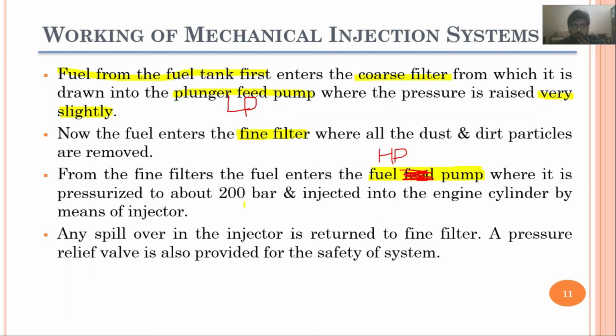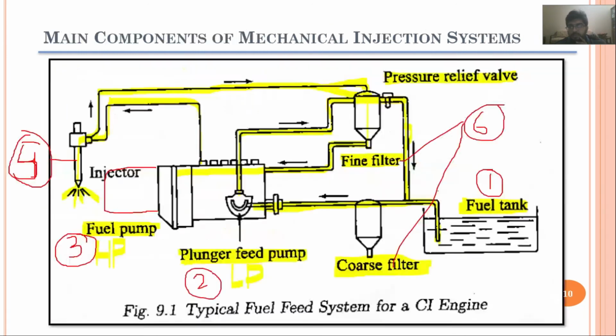Now in this high pressure pump, the fuel will be pressurized to about 200 bars, and then it is injected into the engine cylinder by means of an injector. If there are any spillovers in the injectors, they would be returned back to the fine filter, as I explained, that if there are any spillovers, they would be sent back to the fine filter.